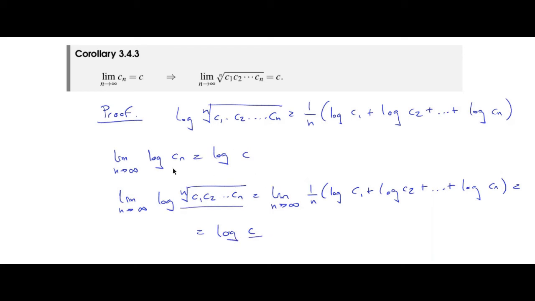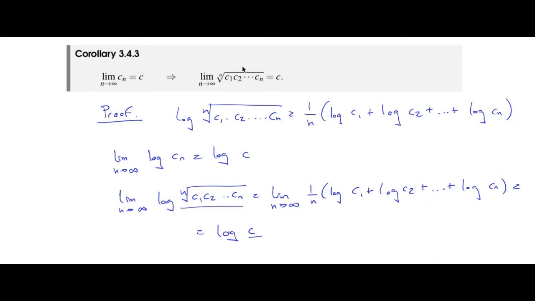Okay, so how do we apply this in practice? Well, normally you will have limits of this type, okay? So you say product of something in an nth root, and then you say, well, I don't know how to compute this, but I know that the limit of this is going to be the limit of c sub n. So if the limit of c sub n exists and is c, then you know that this limit is c, okay?